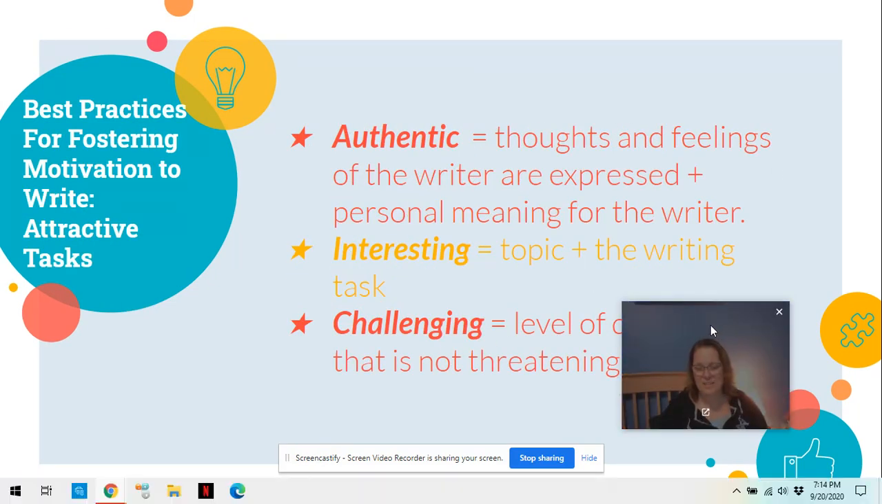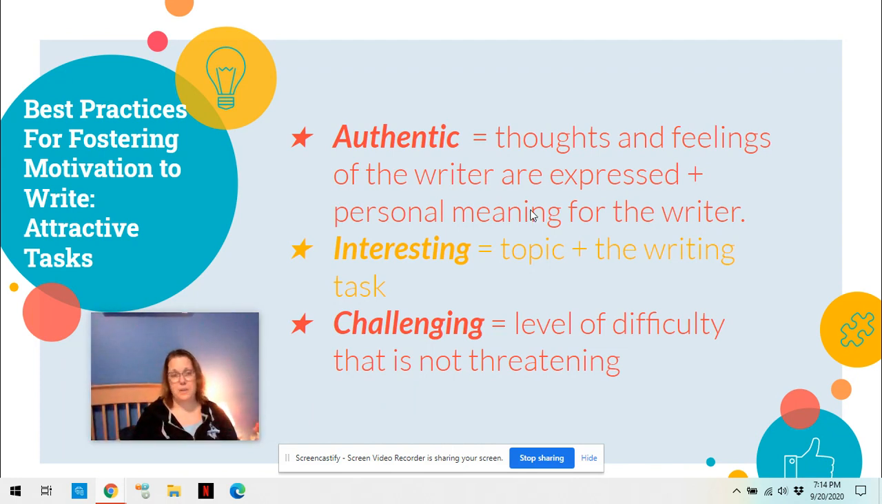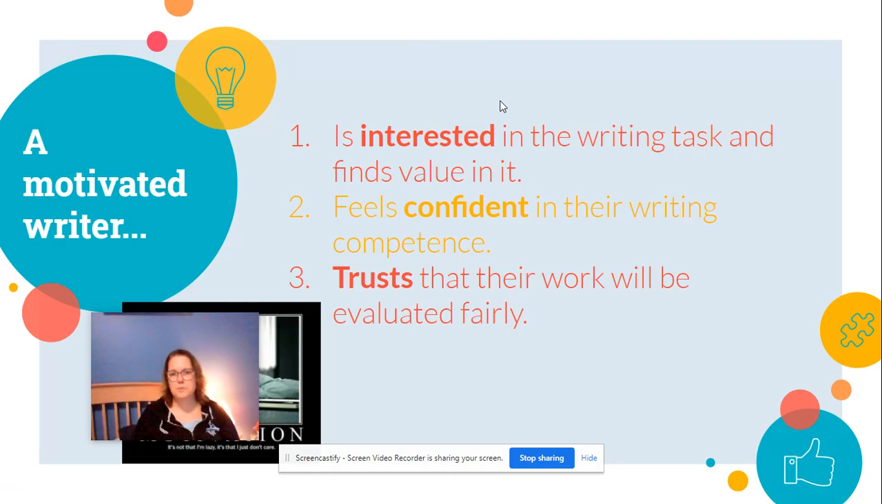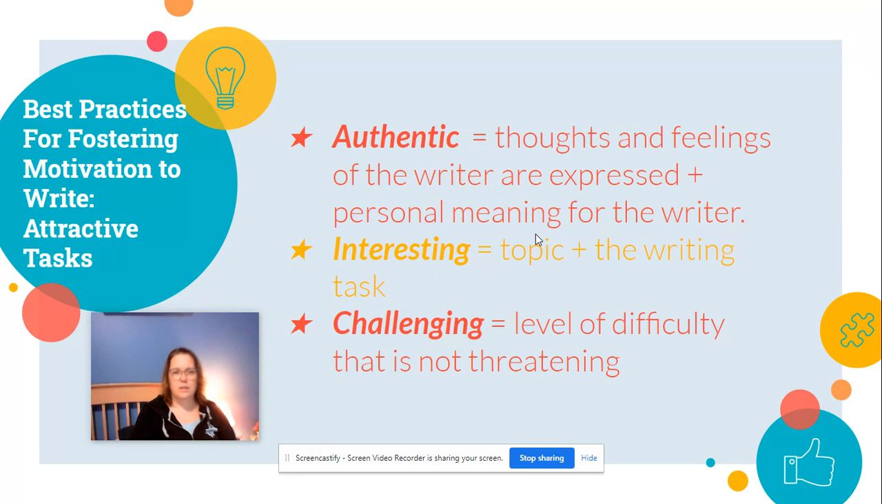So how do you get those three things? If you want them to be interested and find the value in it, that task has to be attractive. I hate the word attractive when it comes to writing, but all the researchers call writing tasks attractive or unattractive. Anyway, an attractive writing assignment or task that you're giving a student needs to be authentic, which I also kind of hate that word, to be honest with you.